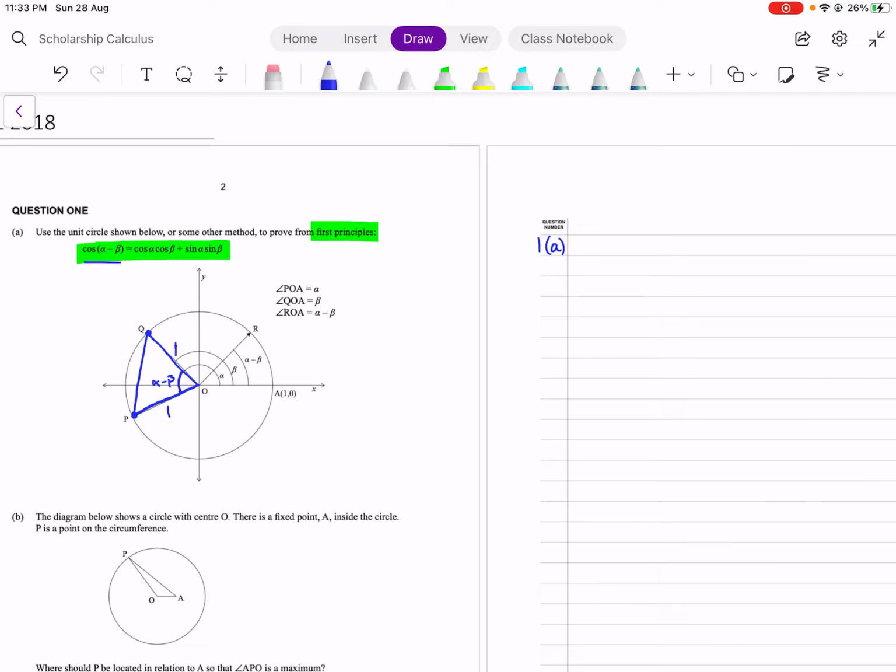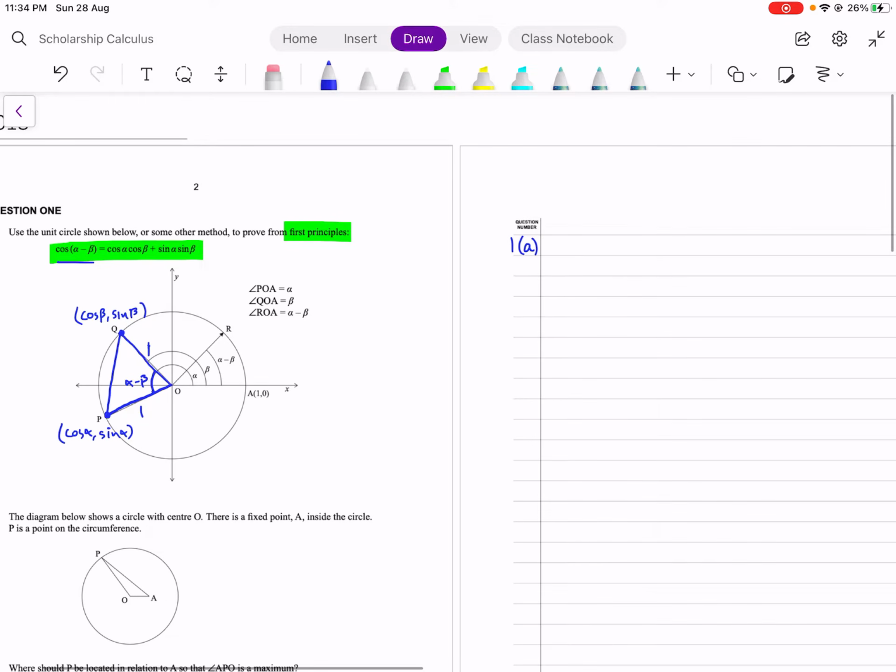Well, Q has the coordinates of cos beta, sine beta. And P has the coordinates of cos alpha, sine alpha. Okay, so the x value is always the cosine of the angle, and the y value is always sine of the angle. And that's why when your angle goes above 90 degrees, your x value becomes negative. Your sine value changes sign after 180 degrees. So the unit circle and trig graphs are related, and hopefully you have a good understanding of that.